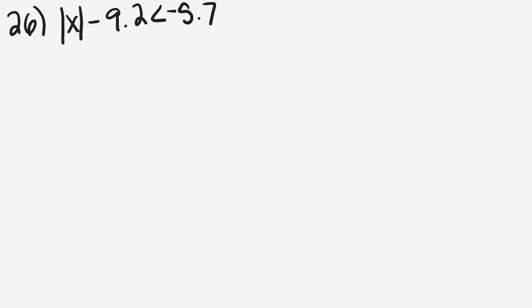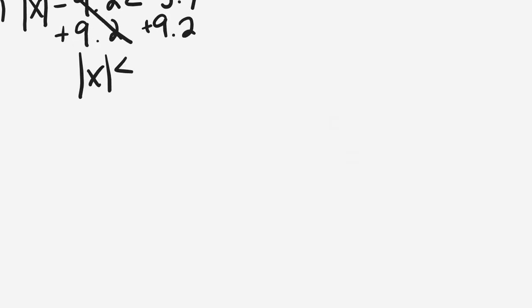All right, let's see, number 26. We have absolute value of x minus 9.2 less than negative 5.7. So we want that absolute value to be by himself. So we add 9.2. And over here, minus 5.7 plus 9.2 is going to give us a 3.5.